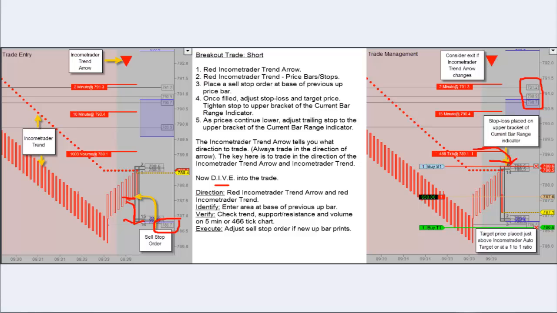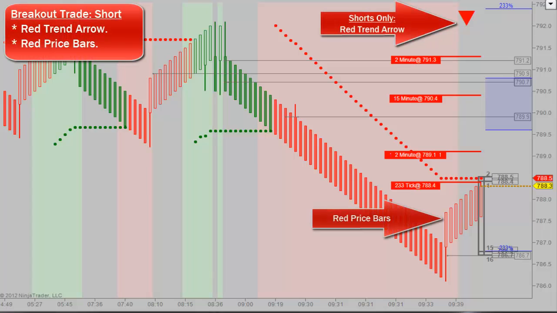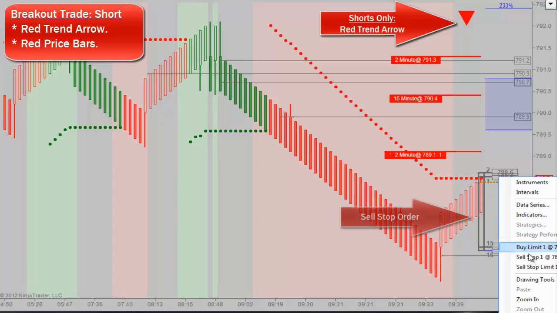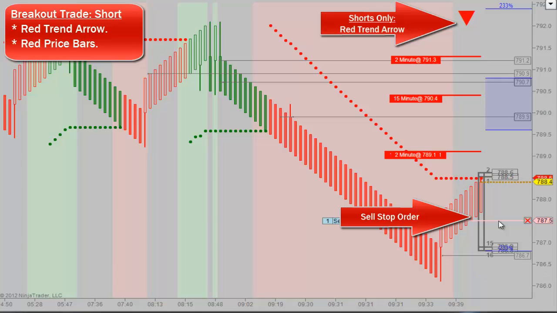All right, now that we've done that, let's go ahead and move on to an actual trade. All right, here's my price chart, and we still have our red down arrow, red price bars. Prices are going up, so I'm going to put in a sell stop order. Not if this bar goes green, I will not. But as long as it stays red, and I still have red price bars with the red arrow, I want to take a breakout trade to the short side. If the price bars continue to go higher, break through the stops and turn green, then they don't match. I won't be taking a trade.